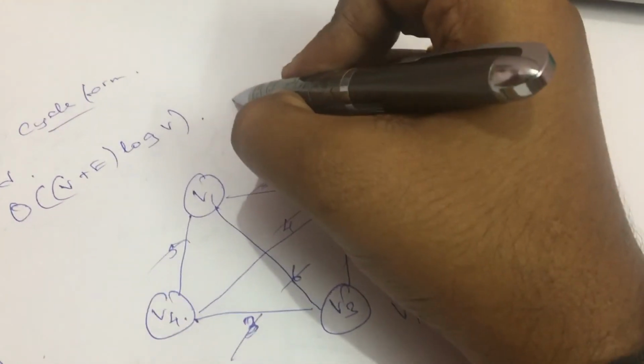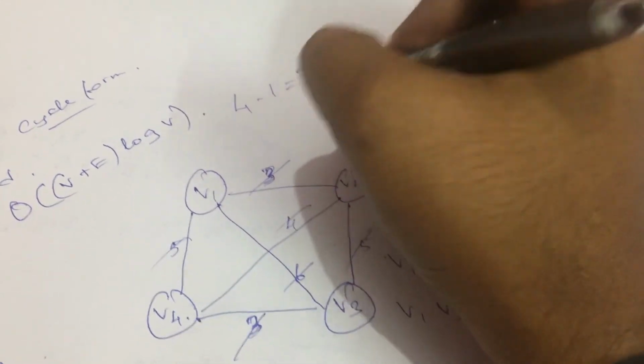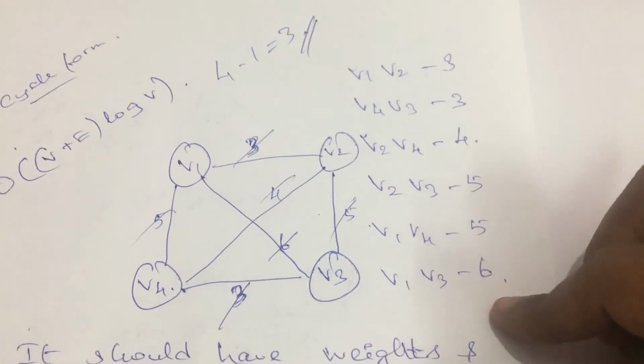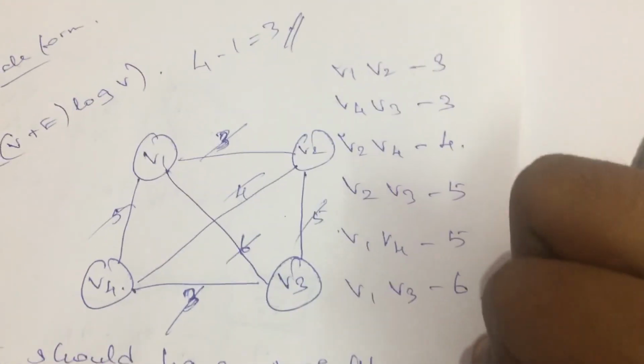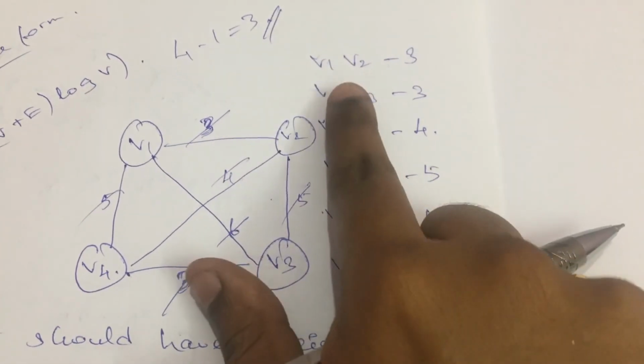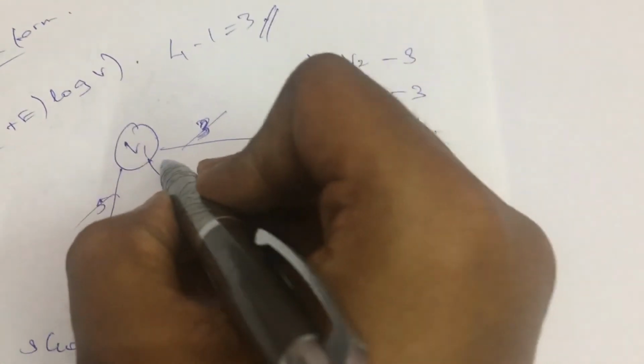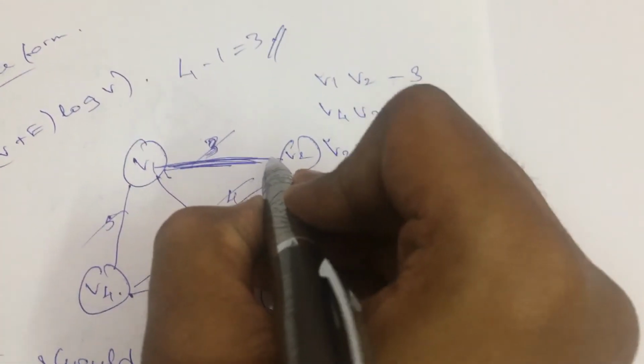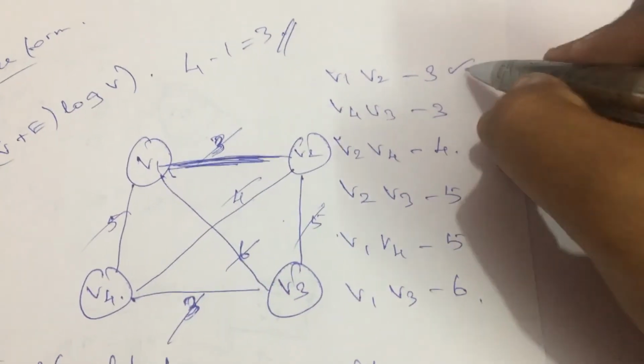So I have exactly 1, 2, 3 and 4, so 4 vertices are there. 4 minus 1, I need 3 edges at last, right? So I should give a tick mark only for 3 edges over here. Let's analyze which 3 edges I can consider. First is v1 v2. Let's shade this one. v1 v2 is connected, so let's give a tick mark.